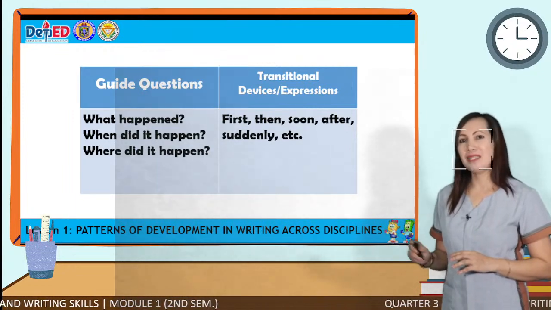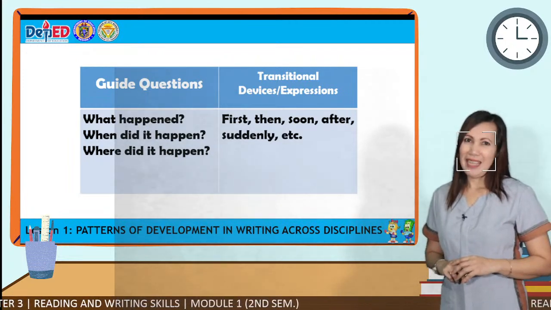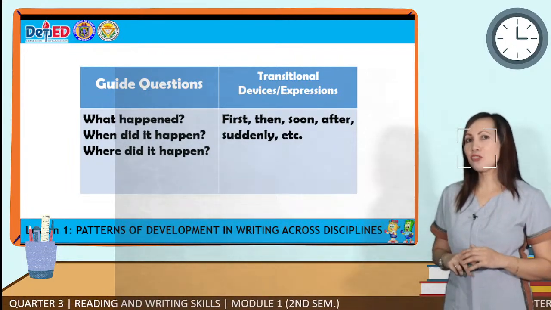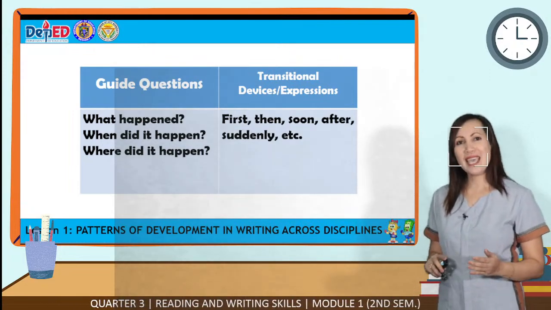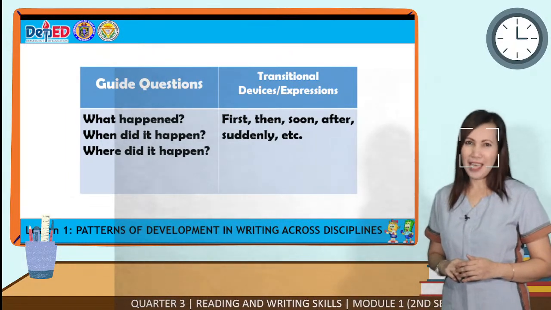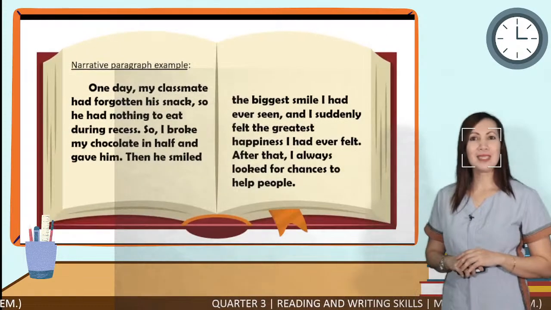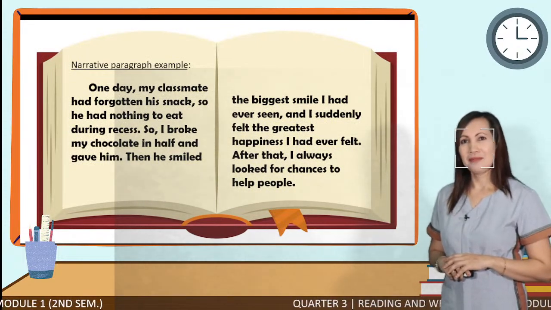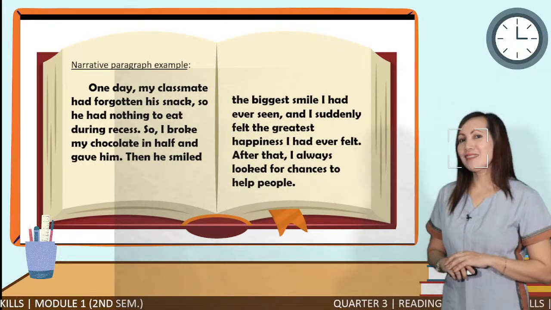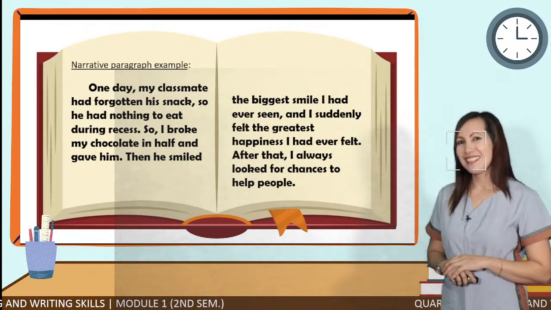What happened? When did it happen? Where did it happen? And it also uses these transitional devices or expressions. We have first, then, soon, after, suddenly, and a lot more. Here is an example of a narrative paragraph. Can you spot the transitional devices used or the signal words?